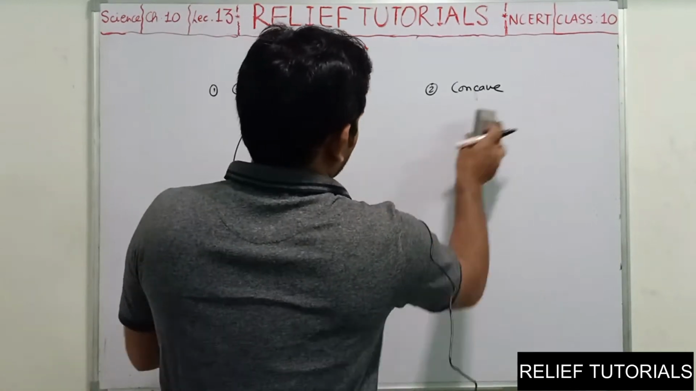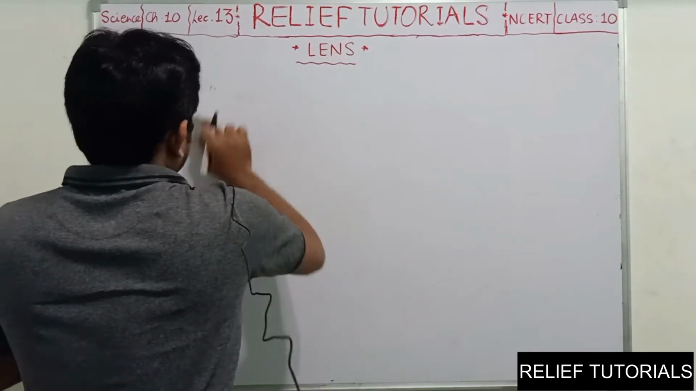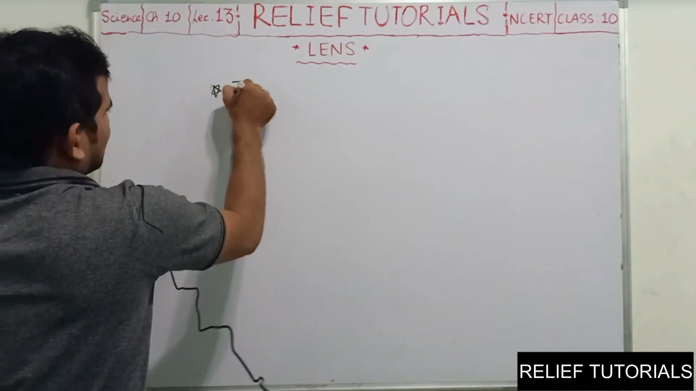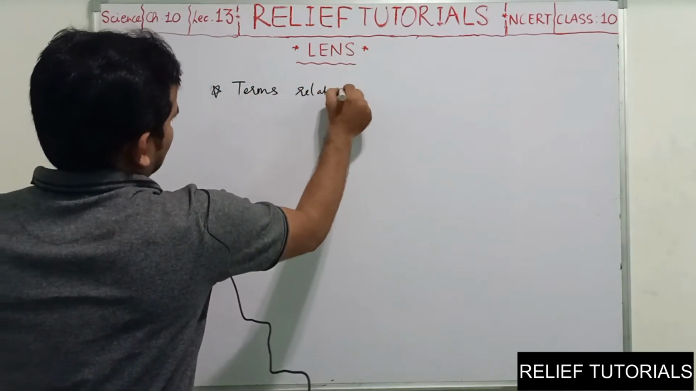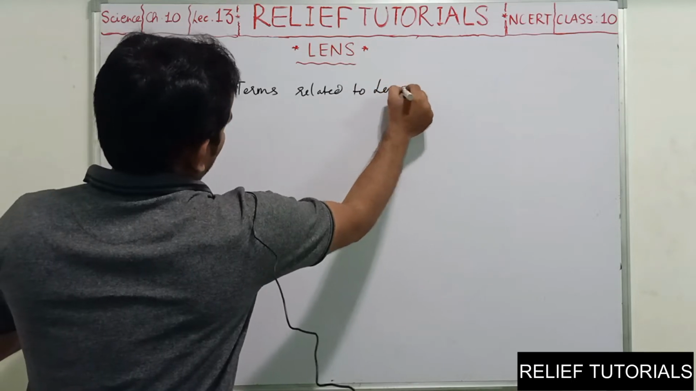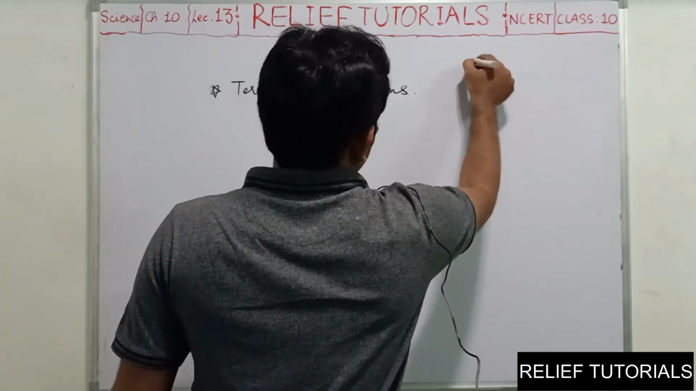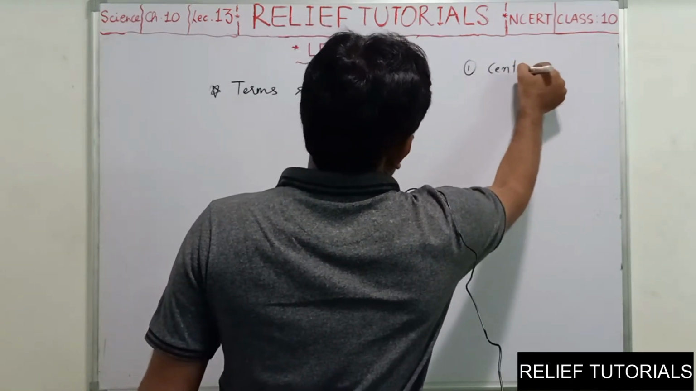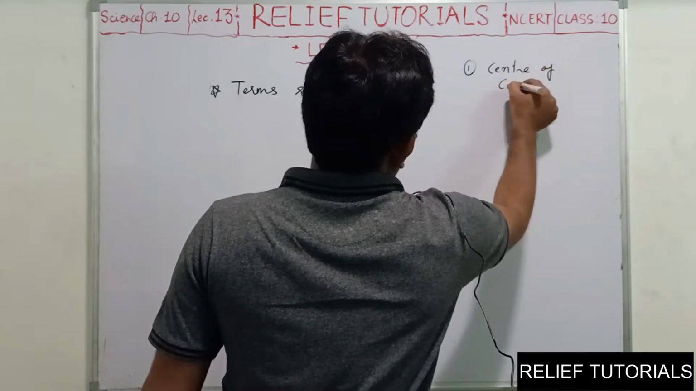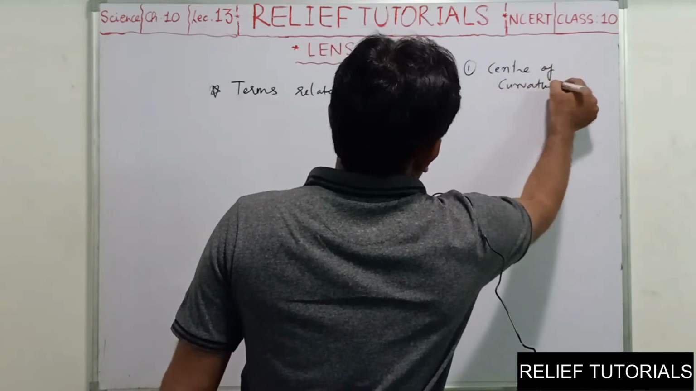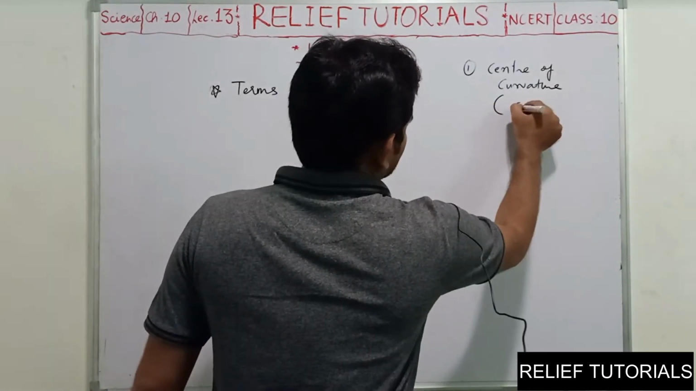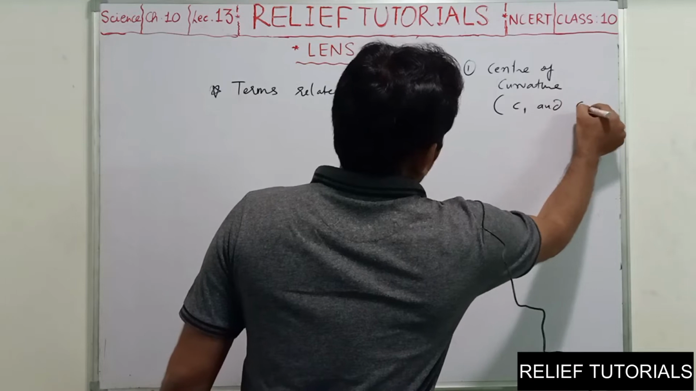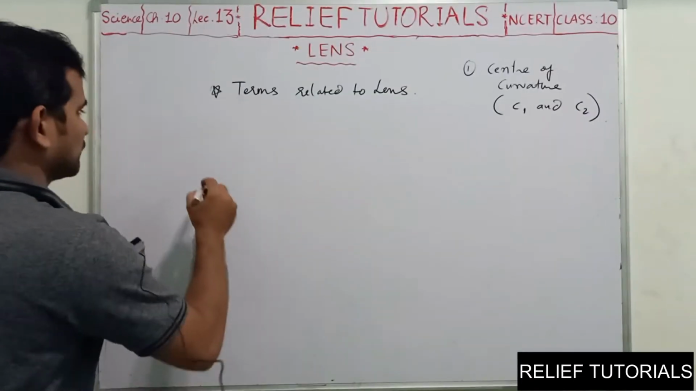So the first terms related to lens. First term, center of curvature. So there are two centers of curvature, C1 and C2.